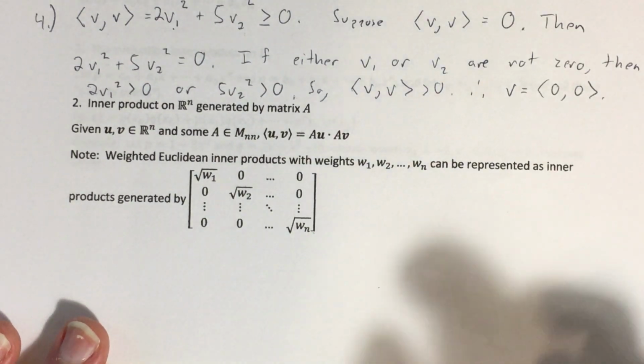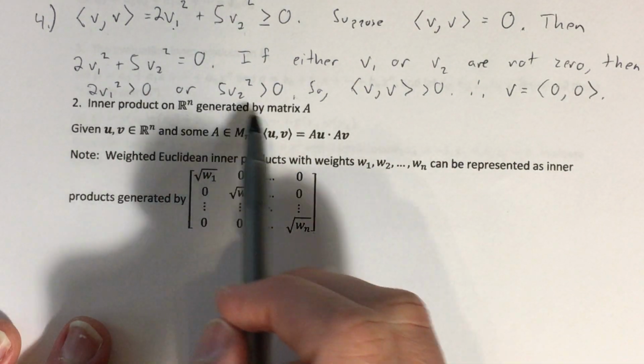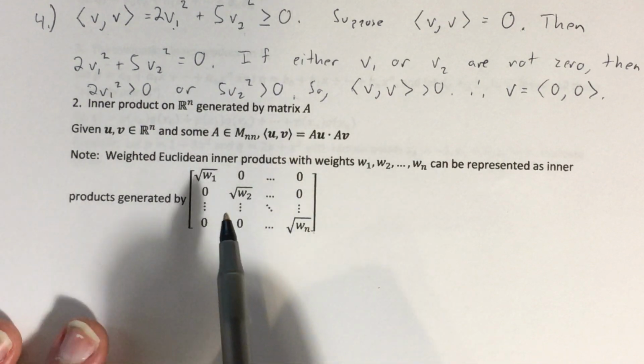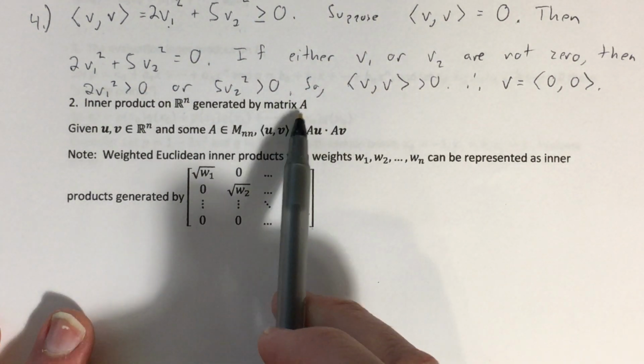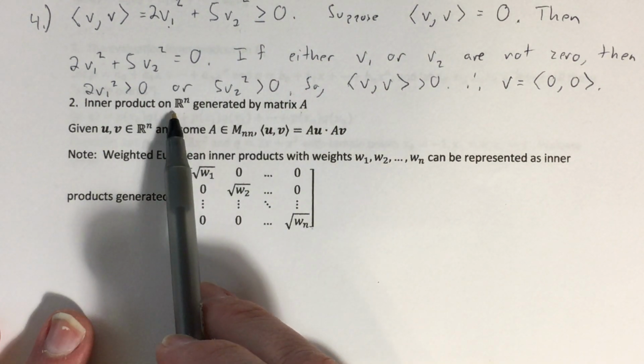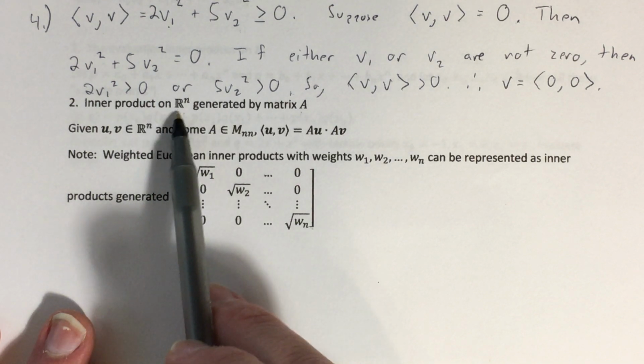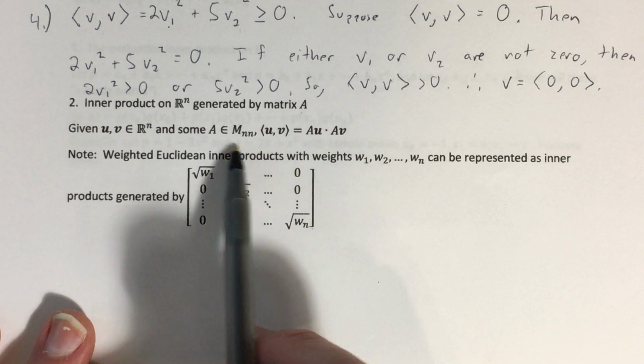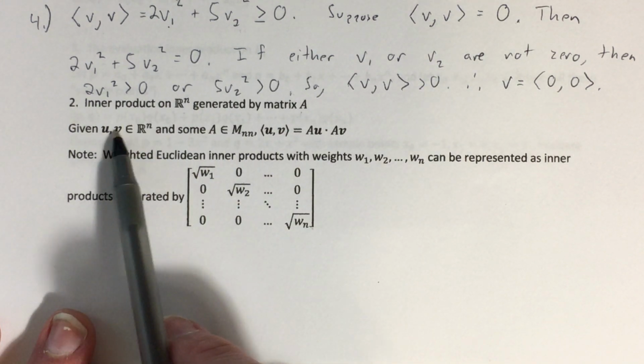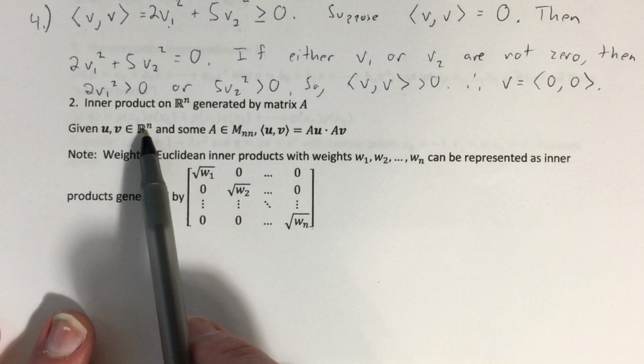The next inner product that we want to look at is the inner product on Rn that's generated by the matrix A. And this is still, even though a matrix is involved, the inner product on the vector space Rn. It's not on the vector space Mnn. We borrow a matrix from that space, but the vectors that we're considering are in Rn.